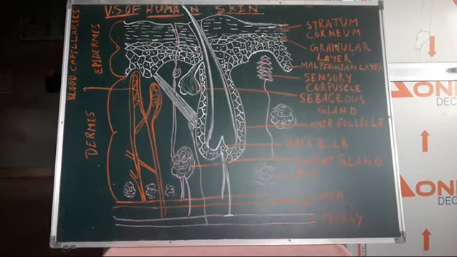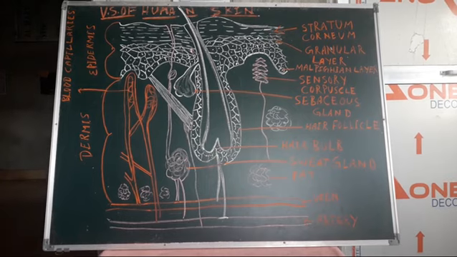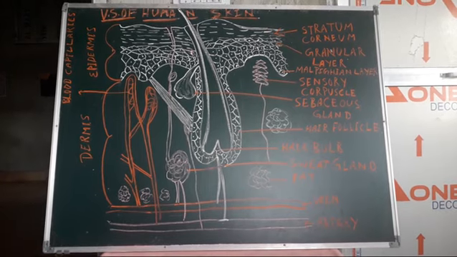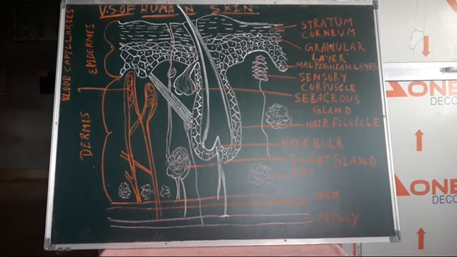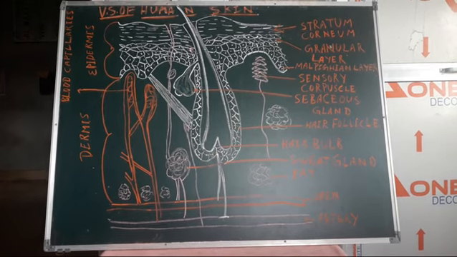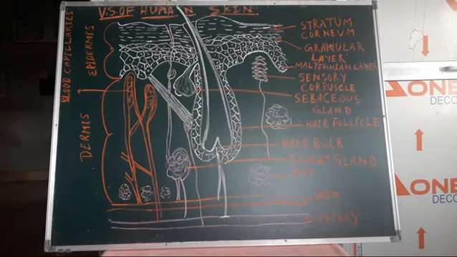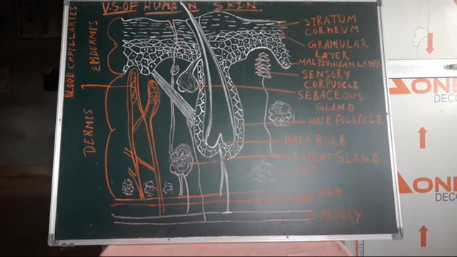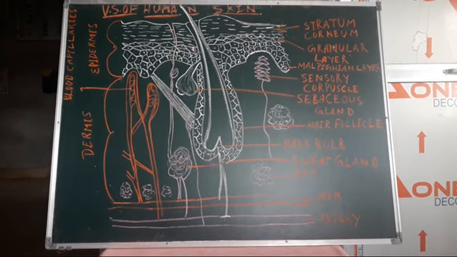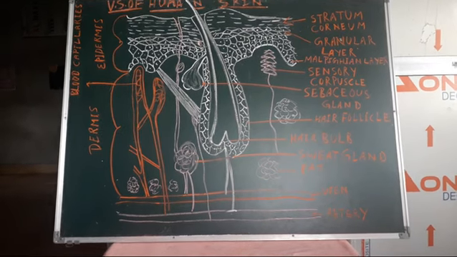Good evening, students. Today I am going to begin the chapter Skin, Human Skin. Human skin is the largest organ, covers the whole body, and it accounts for 15% of our total body weight. It has many functions. We will see one by one.